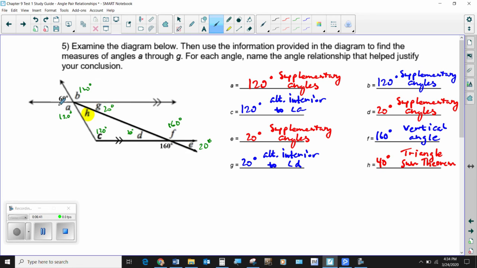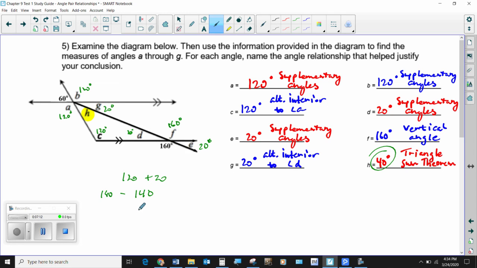So you could either say A, H, and G are supplementary, so this one has to be 180 minus 140, or you could say H, C, and D make up all three angles of a triangle. That's what I did. Triangle sum theorem says all three of those have to add up to 180 degrees. So I took 120 plus 20, which is 140, and I took that away from 180. And that's how we got 40 degrees.